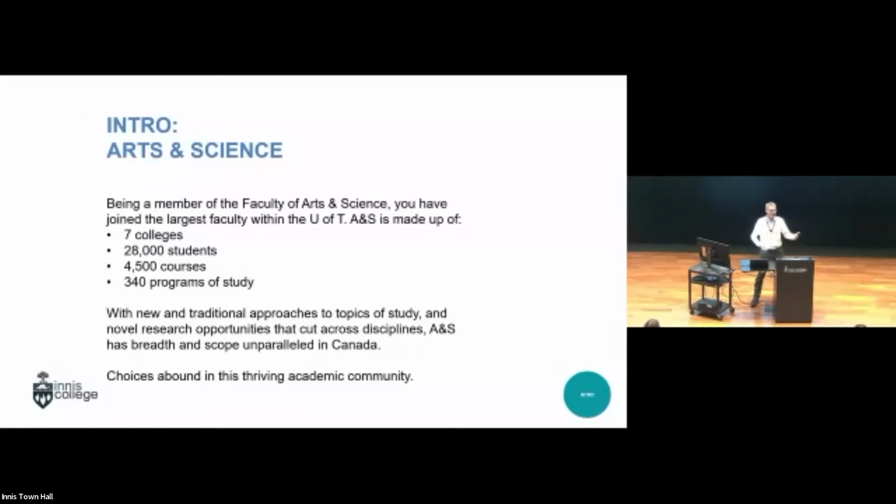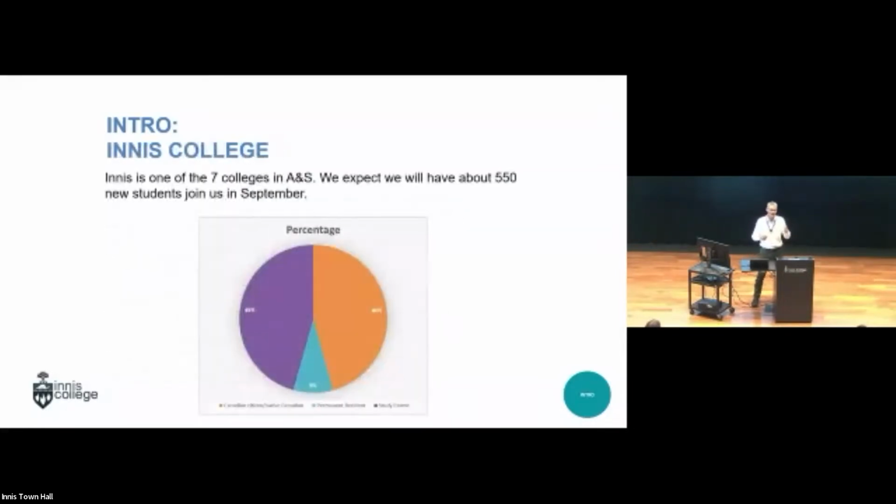Often in departments, you can find both traditional and new approaches to the exact same subject matter. The more you learn about what is available to you, the perhaps easier it is to make decisions about what you are going to choose among the vast number of opportunities available to you. So U of T, Faculty of Arts and Science, it does get a little smaller. I mentioned on the last slide, there's 7 colleges in the Faculty of Arts and Science. Innis College is one of the smallest colleges. We take 7.5% of the population each year. So we have 7.5% of the Faculty of Arts and Science. So we have about 2,200 students, and this year we're welcoming about 550 of you into first year.